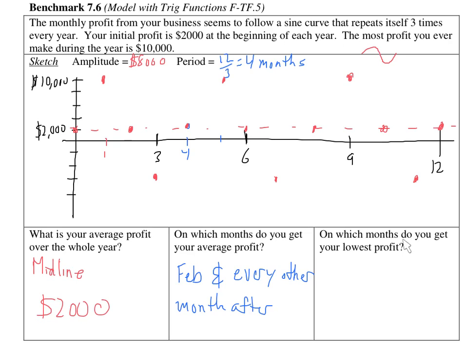Next, which months do you get the lowest profit? The lowest profit are these spots right here, which would be 3, 7, and 11. 3 is January, February, March. And then the 7 is July. And the 11th is November. Those would be the lowest profit spots. You could ask for highest profit, lowest profit, and so forth.